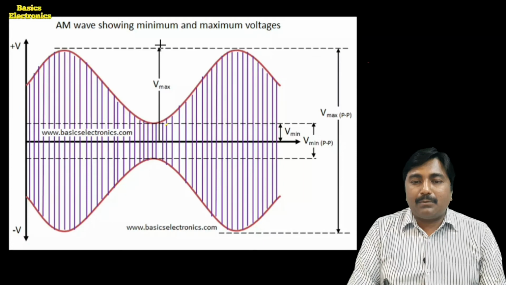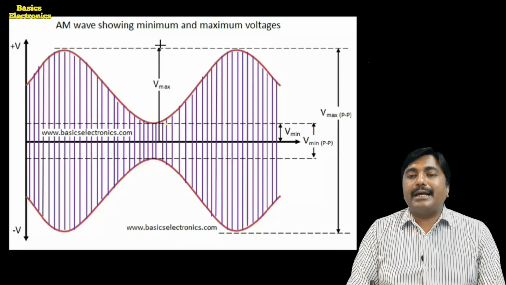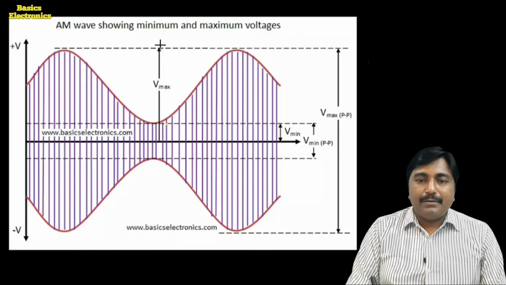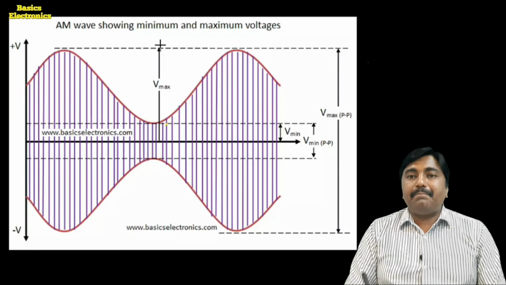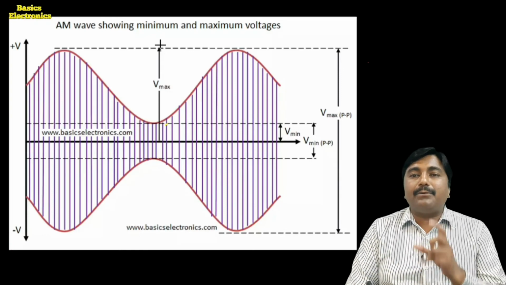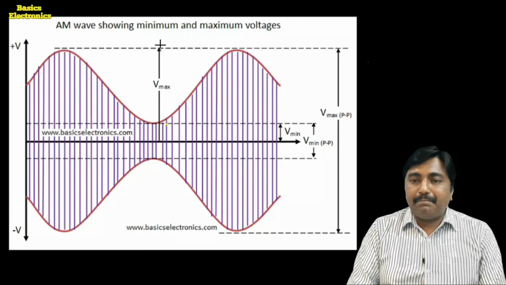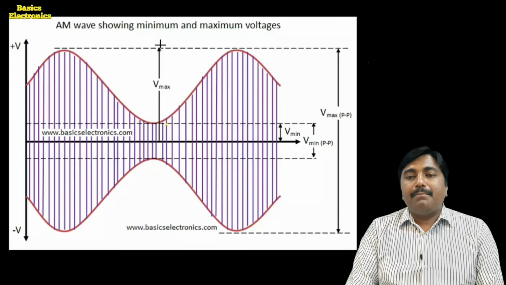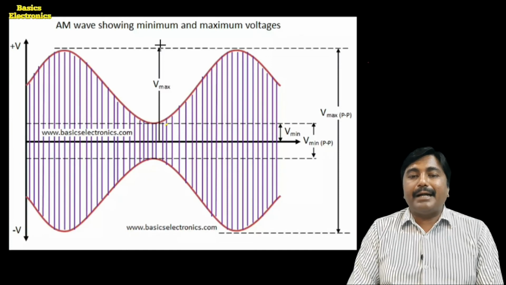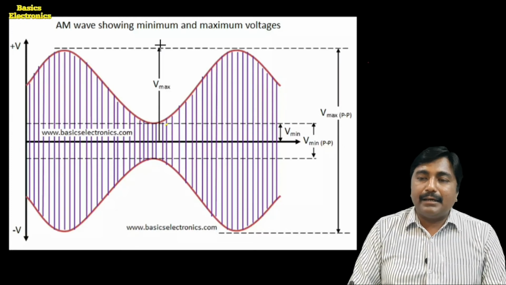V maximum is the total voltage from this point to this point. From that, we have to subtract the V minimum, and this is the peak to peak voltage. We require only the peak voltage, so we divide by 2, and we get the peak voltage. V maximum minus V minimum divided by 2 is the peak value of the modulating signal voltage.